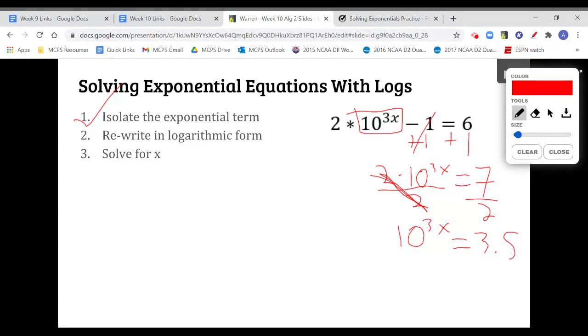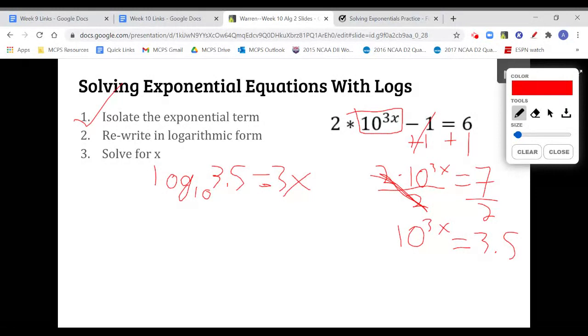So I'm going to go ahead and come over here, and I'm going to say, okay, what power does it take me to get from 10 to 3.5? The exponent there is 3x. Okay, so the log base 10 of 3.5 equals 3x.